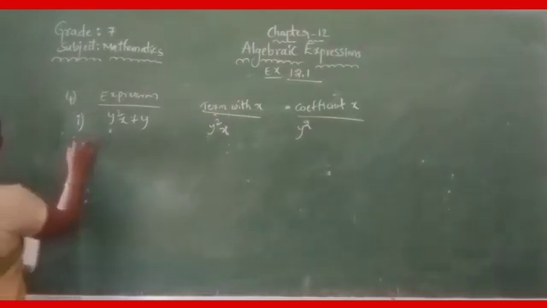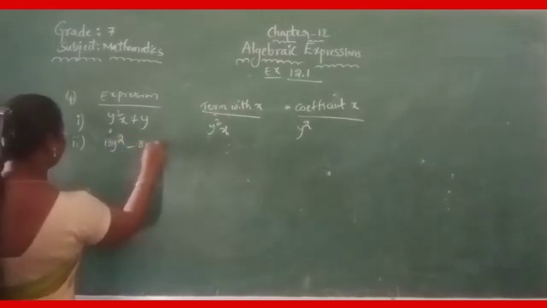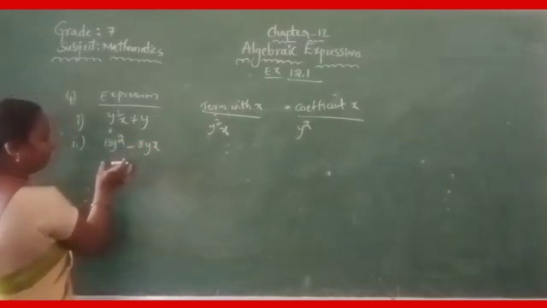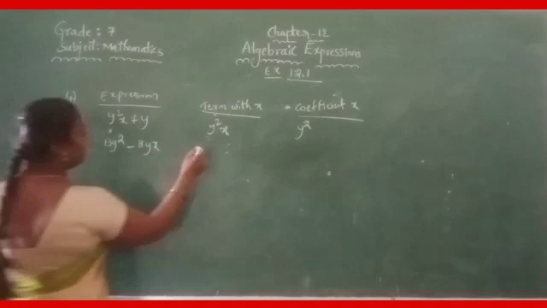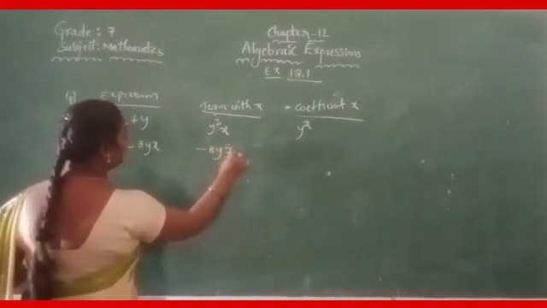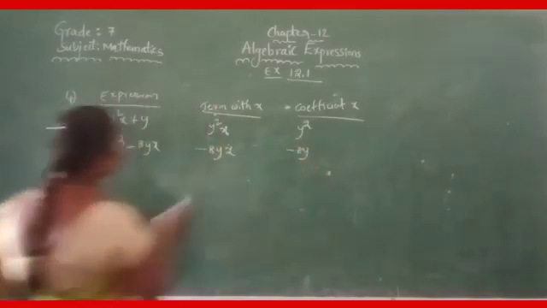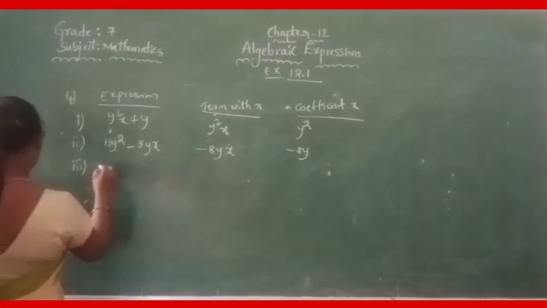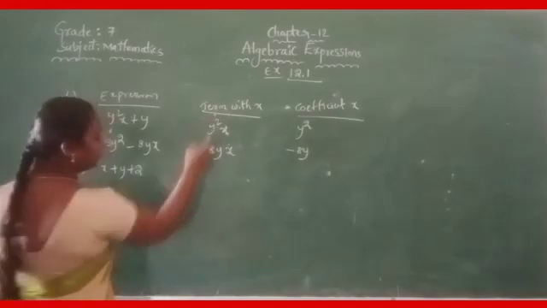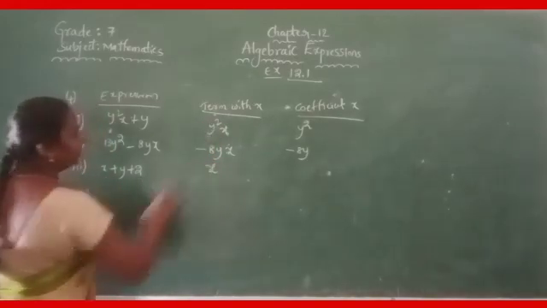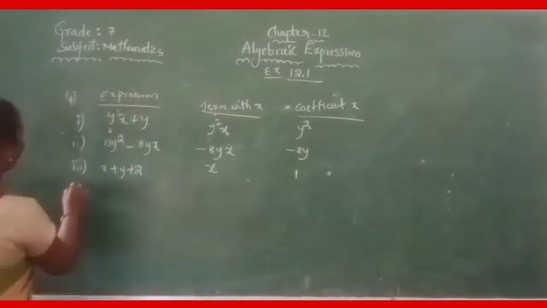Is it clear? Similarly, second one, see: 13y square minus 8yx. Term with x. There are two terms here. Which one has x? This one. Including the sign, write minus 8yx. Coefficient of x is minus 8y. Very good. Third one, x plus y plus 2. Term with x is only x. And the coefficient of x, exactly, 1.